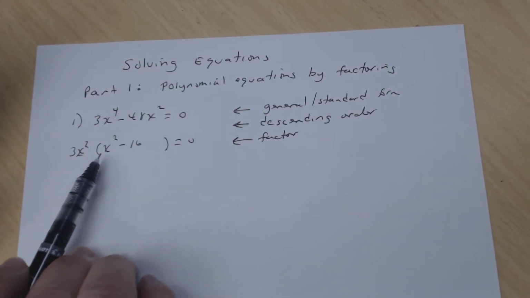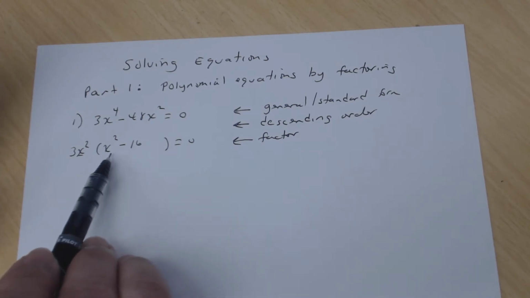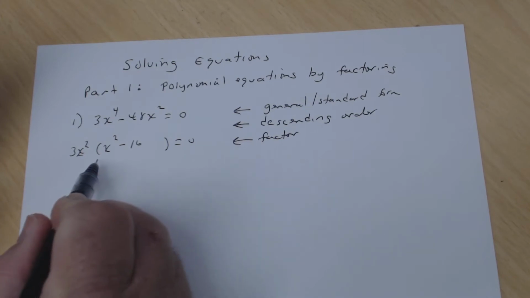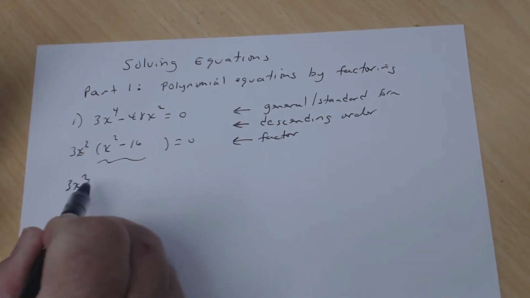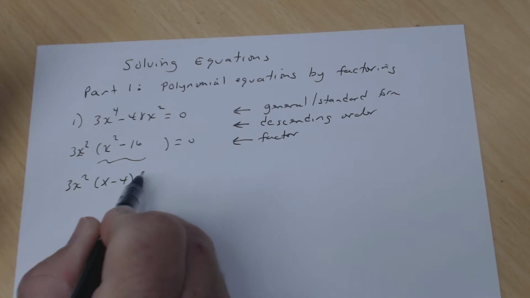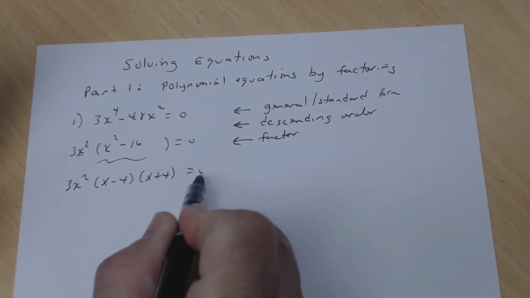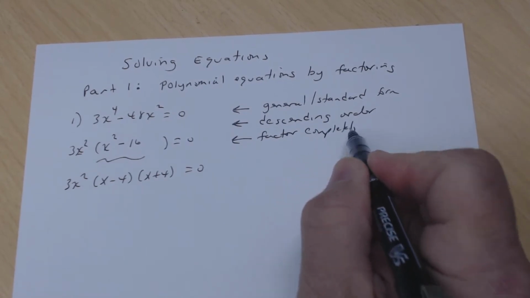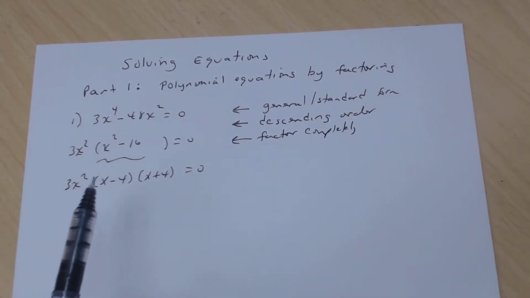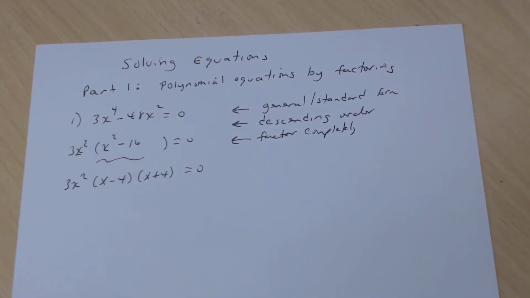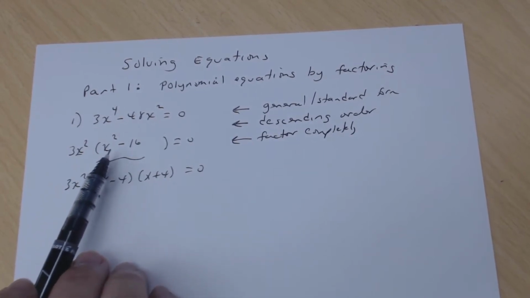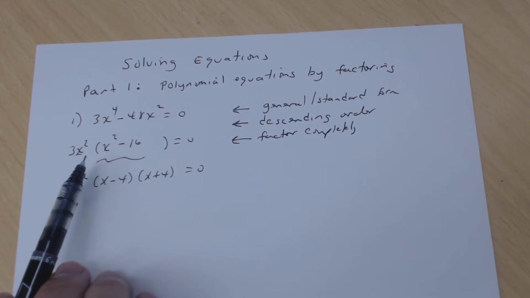Now, you want to factor completely. So if you notice this x squared minus 16, that's the difference of two squares. So I can factor this further. So I get 3x squared times x minus 4 times x plus 4 equals 0. So remember, you need to factor completely. If you don't remember your factoring rules, you need to go back and review those. So the first thing you have to do when factoring completely is look for the GCF. So I took out a 3x squared. And remember, you always must do the GCF.